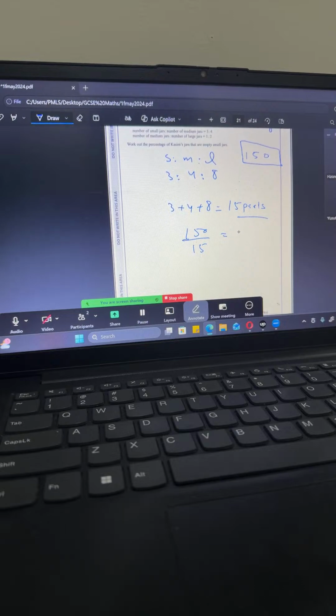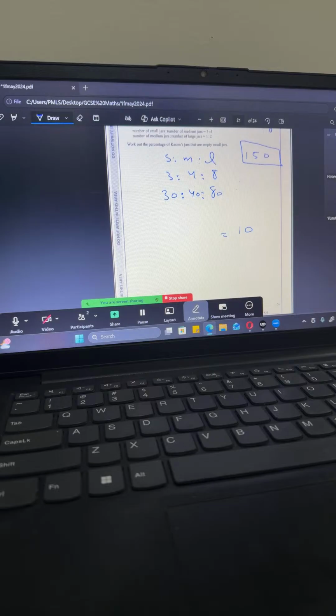Which is 10. Multiply it with all of the parts. So like 10 times 3 times 4 times 8. Yes. So that is going to be 30 ratio 40 ratio 80, isn't it? If you multiply 10 with all of the ratios.